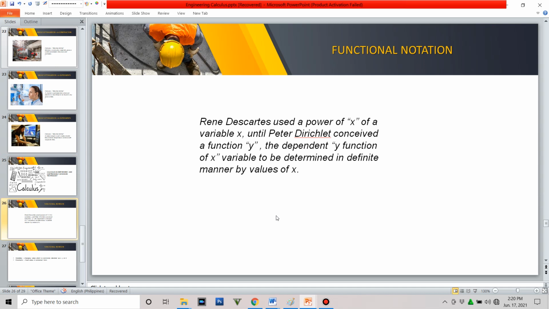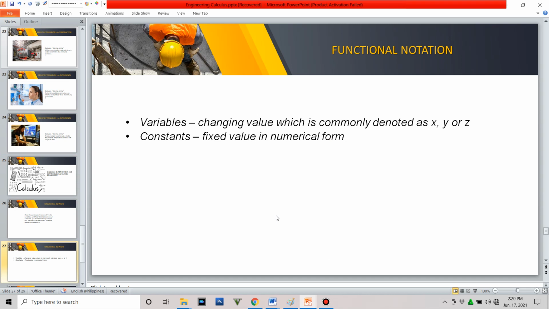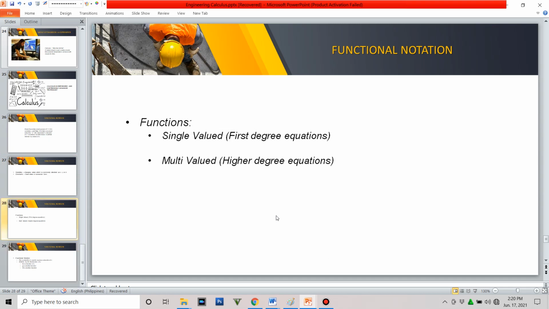So the dependent variable normally is expressed in y, and x is the independent variable. So we know that variables are changing value, which is commonly denoted as x, y, or z, wherein constants are normally fixed value in numerical form. There are two different functions. We have the single-valued functions and the multi-valued functions. Single-valued functions are normally the first-degree equations, or what we call the linear functions.